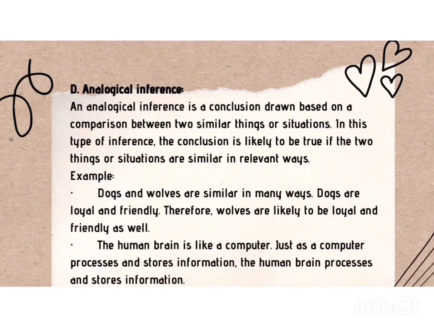The second example, the human brain is like a computer. Just as a computer processes and stores information, the human brain processes and stores information.